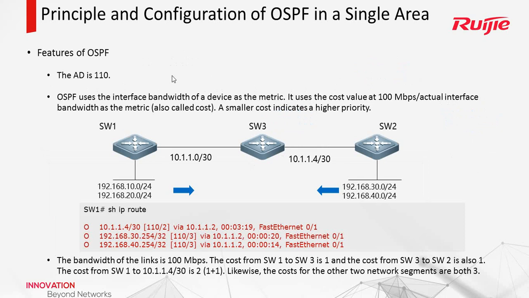And we have said OSPF chooses the interface bandwidth as the metric, and 100 megabit actually equals 1 metric. So here, this 100 megabit link, the cost is 1, and then this link is also 1. So on switch 1, we can find that to this 10.1.4 network, the cost should be 1 plus 1 equals 2.